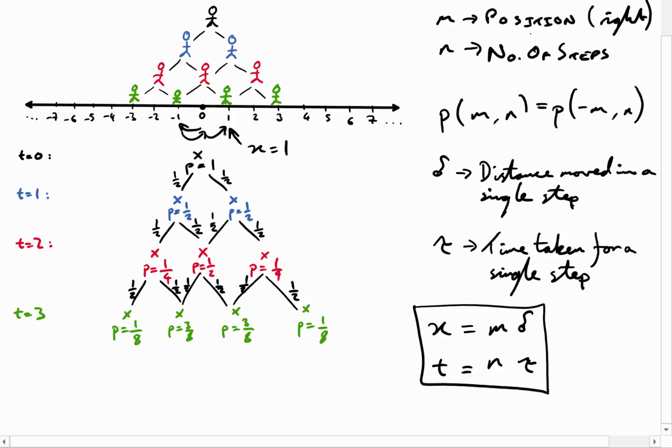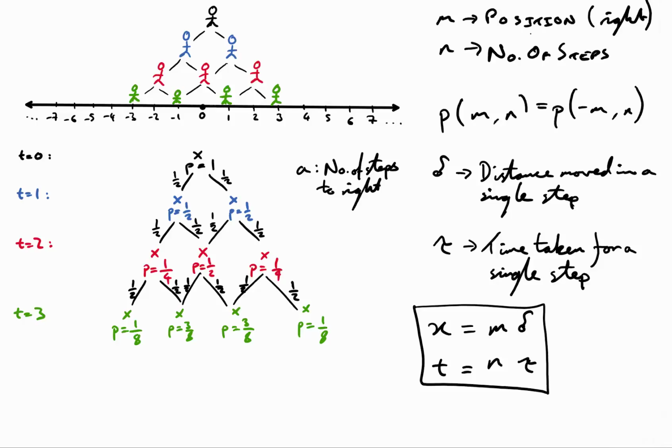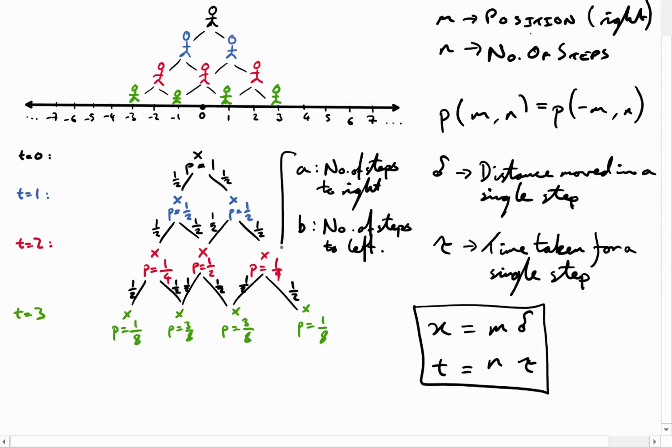So therefore, I can now define my m, which is just my position. I'm at position 1. Let's say that the number of steps taken to the right is going to be A, and let's say that B is the number of steps to the left. So I've got these two things defined now.